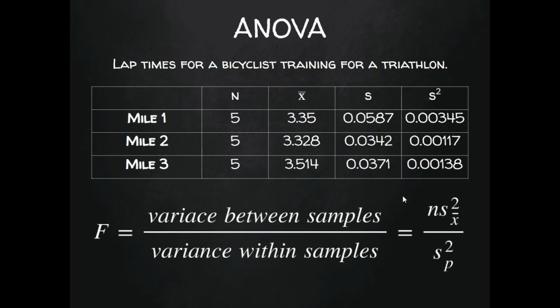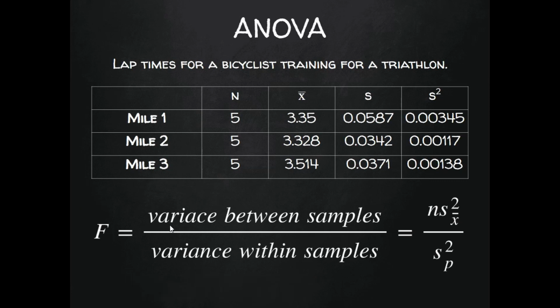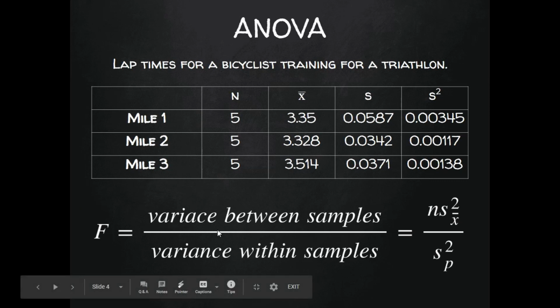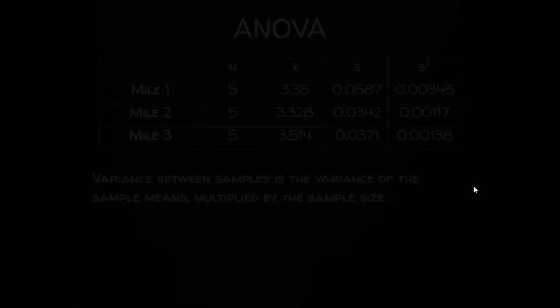When you run an ANOVA test, the test statistic is going to be an F test statistic. And that is calculated by finding the variance between samples divided by the variance within samples. And here's the actual symbolic formula for it. But let's walk through what each of these mean.